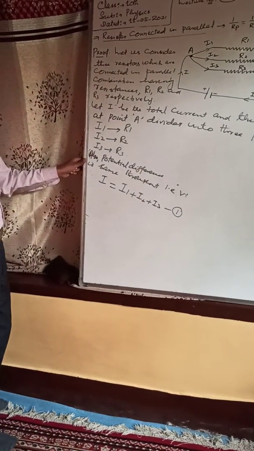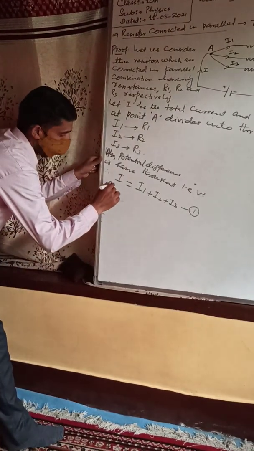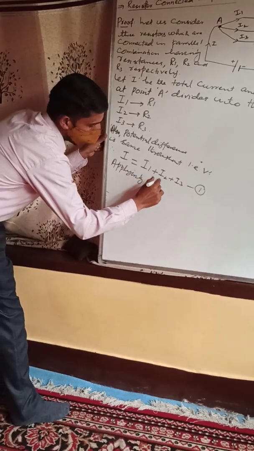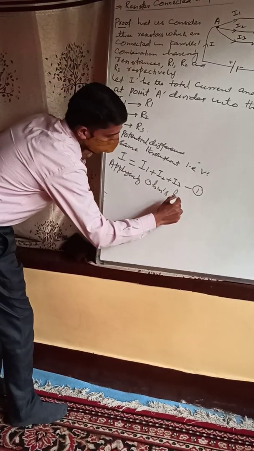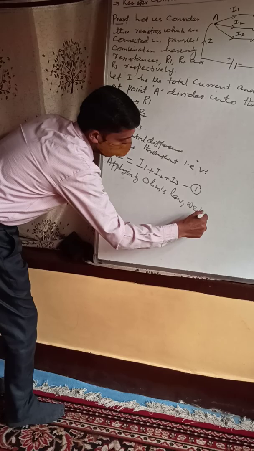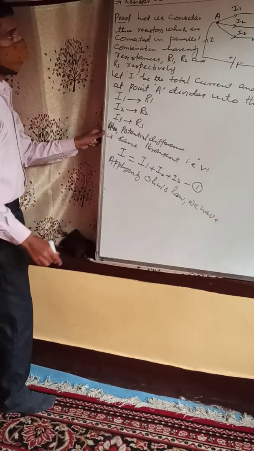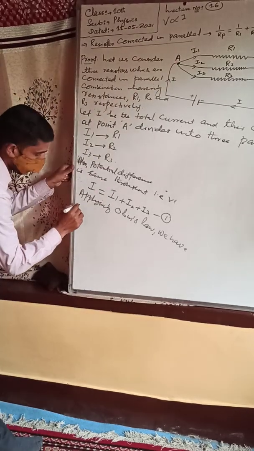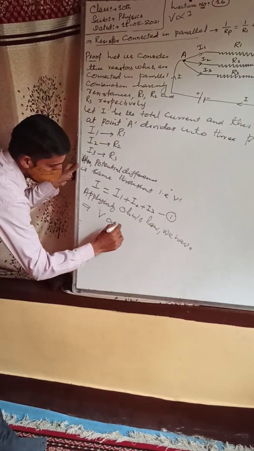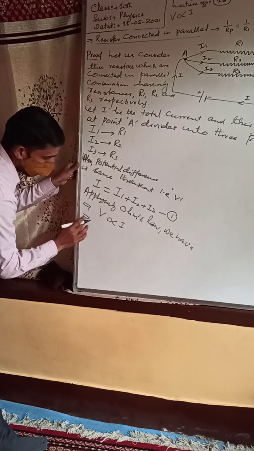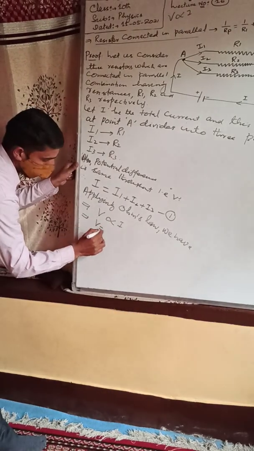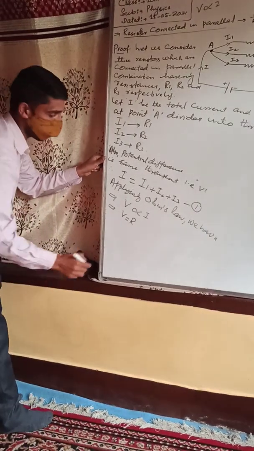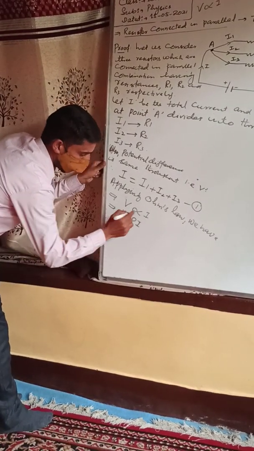Now we have to use Ohm's law. So I may write here applying Ohm's law. What does Ohm say? That V is directly proportional to I. So I may write V is directly proportional to I. When we remove this proportionality, there comes V equal to constant of proportionality, which is called resistance of the conductor, multiplied by this I.